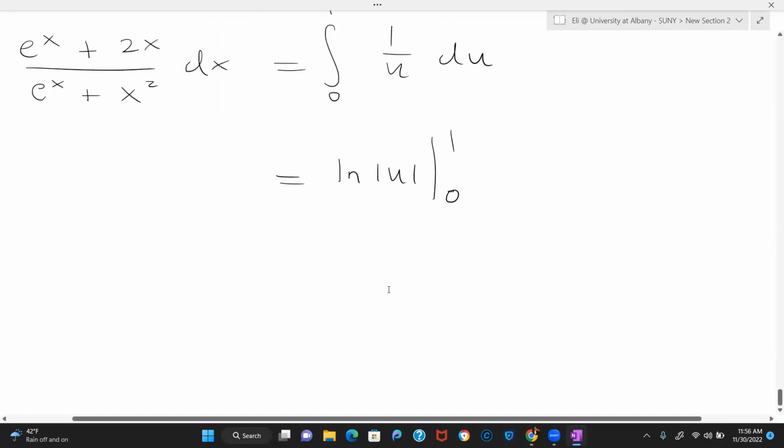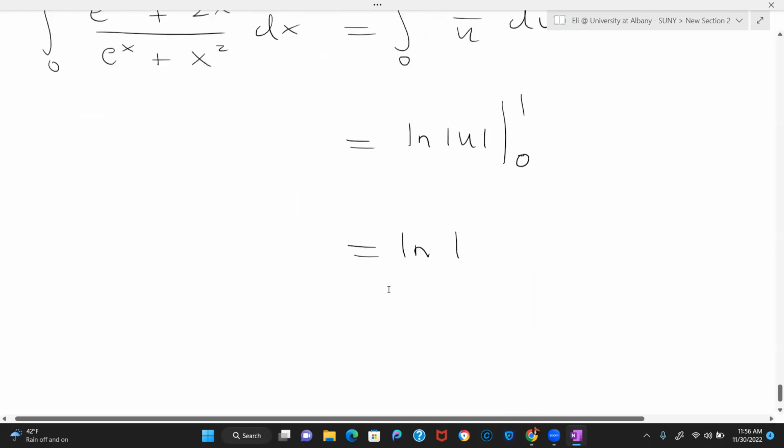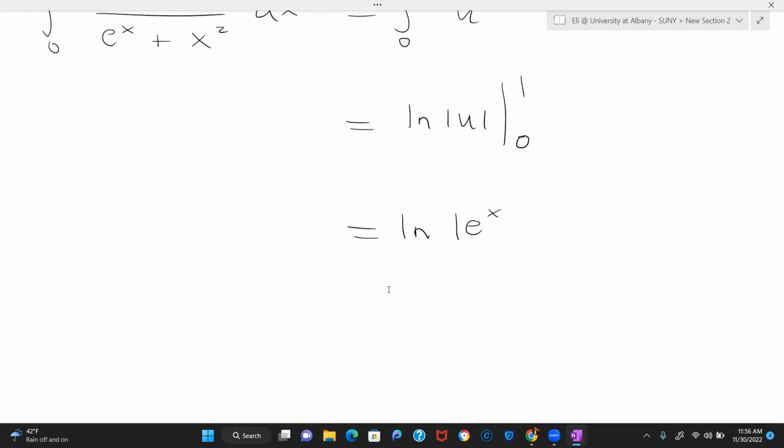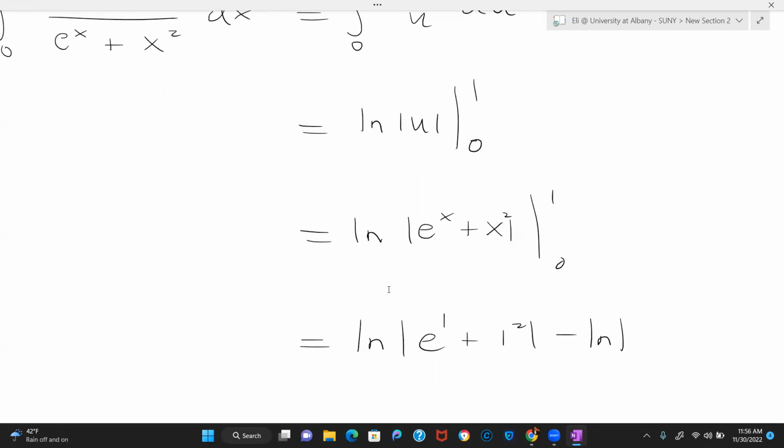But now u, don't forget, is this right here. So we plug that back in. So we get ln of e to the x plus x squared, evaluated from 0 to 1. And now we evaluate this expression at the endpoints. So ln of e to the 1 plus 1 squared, minus ln of e to the 0 plus 0 squared.